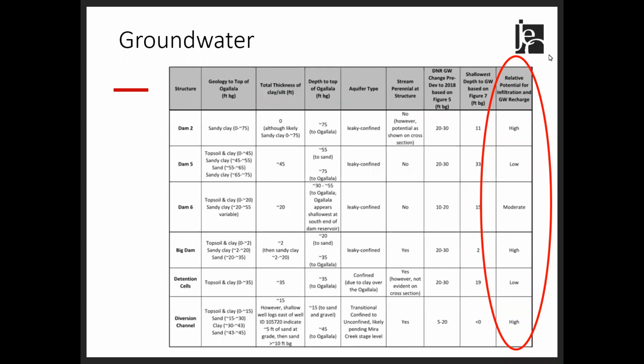So you can see dam 5 has a low potential for groundwater recharge, some of the others moderate to high. The conclusion with this is that more detailed geotechnical analysis would be required for the alternatives that would move forward to come up with quantitative results related to groundwater recharge.